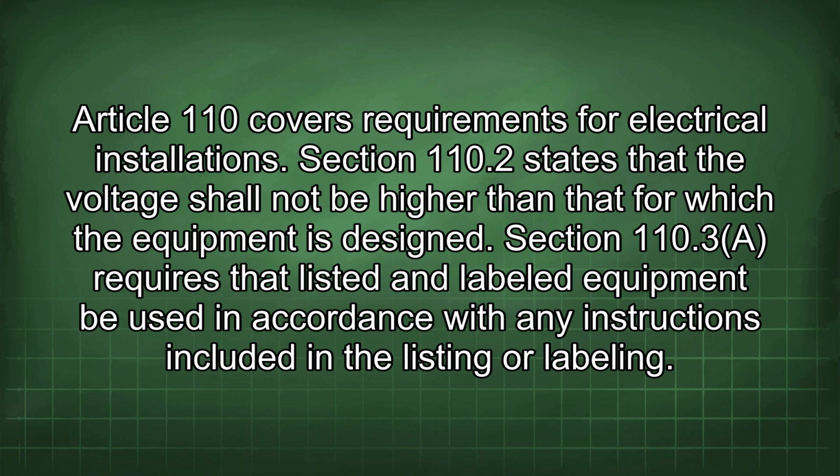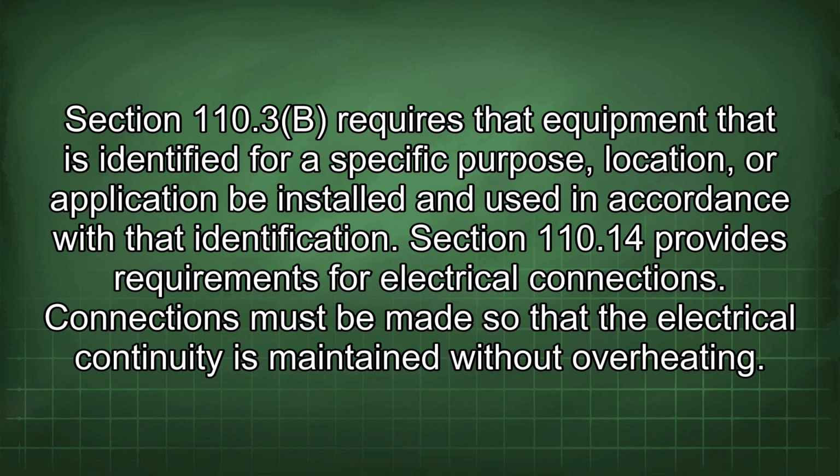Section 110.2 states that the voltage shall not be higher than that for which the equipment is designed. Section 110.3 requires that listed and labeled equipment be used in accordance with any instructions included in the listing or labeling. Section 110.3(B) requires that equipment that is identified for a specific purpose, location, or application be installed and used in accordance with that identification. Section 110.14 provides requirements for electrical connections. Connections must be made so that the electrical continuity is maintained without overheating.